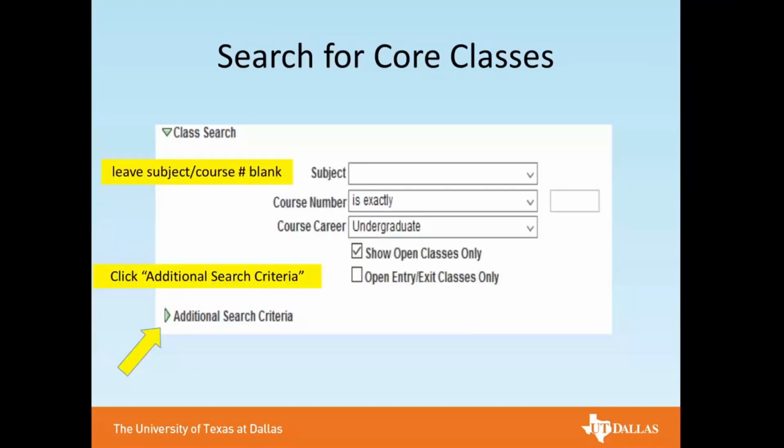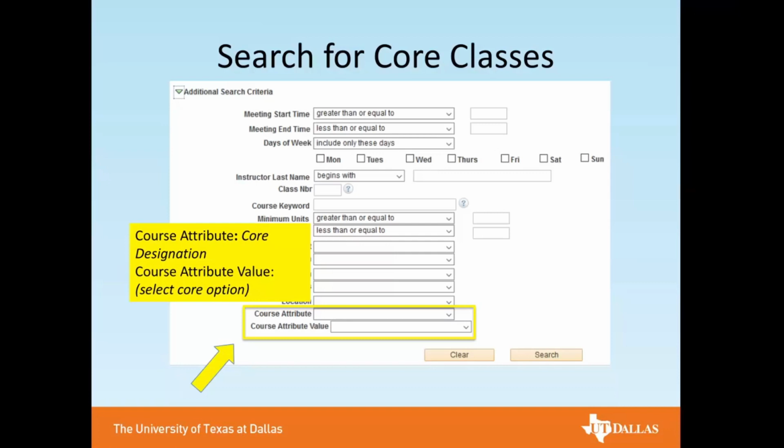You're going to leave the subject and course number blank, and you're going to click on Additional Search Criteria. By clicking it, it's going to expand the screen. And you're going to notice the last two filters. You're going to focus on those two. For the course attribute filter, you're going to select core designation, and it's the only selection there.